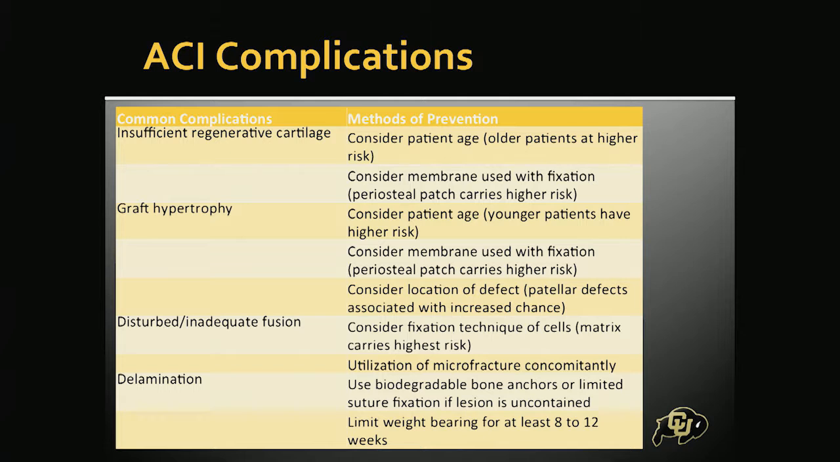Now, another complication, which is graft hypertrophy, which is actually the most common complication in ACI, also has patient and technical factors. And in this regard, periosteal patch also increases the risk of graft hypertrophy, but counter to the insufficient regenerative cartilage, it's younger patients that will actually have a higher risk of graft hypertrophy. Other common complications are disturbed and inadequate fusion and delamination.